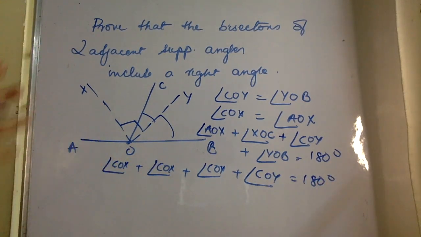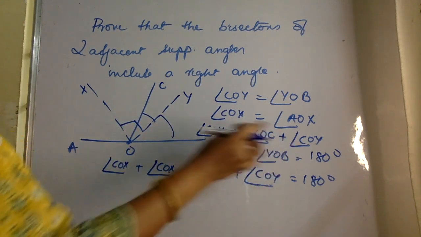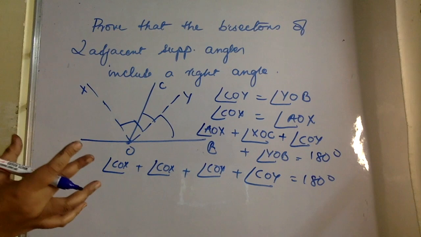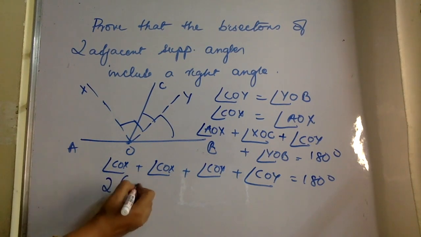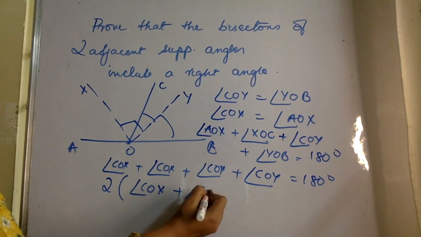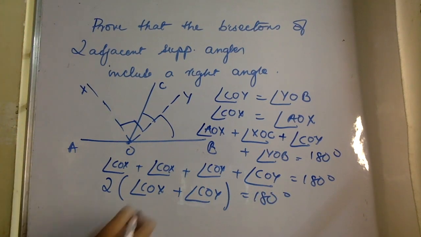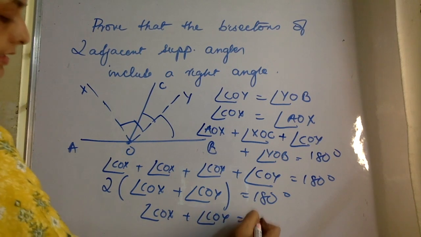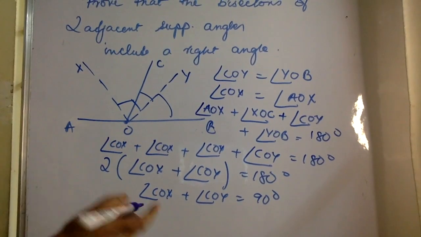Don't do the other type of substitution, where you substitute COX with AOX and COY with YOB. Then you will not be able to reach the answer easily. Put a 2 here because I am getting 2 COX's. This is a small factorization, kind of taking common, you can say. This is 180 degrees. So COX plus COY is equal to 90 degrees. I bring that 2 down, and it becomes 90 degrees.